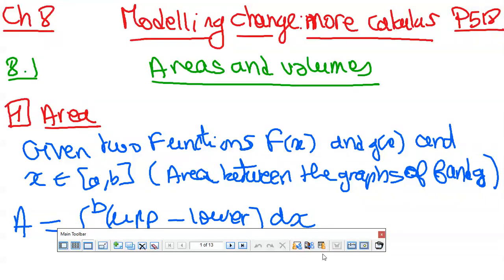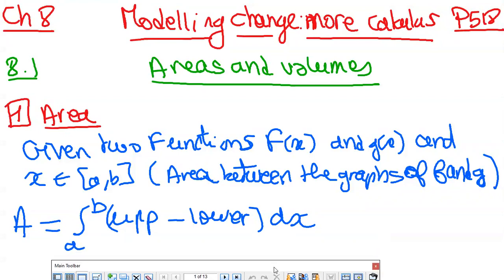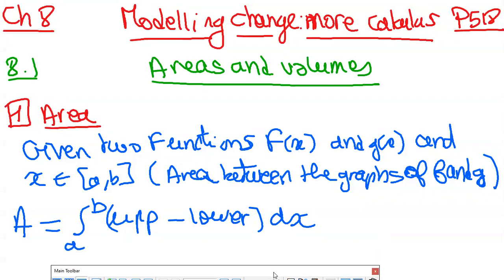So now we are in chapter 8, modeling change, more calculus. The first lesson is about area and volume. It's very easy. It's just about formulas, and we will do some examples. I will start first with the area.